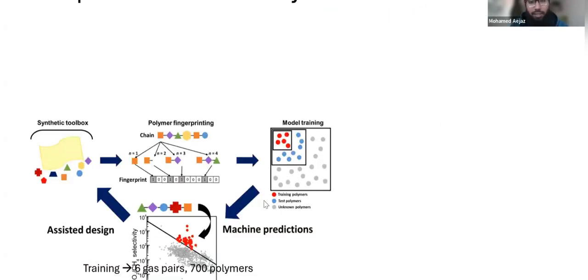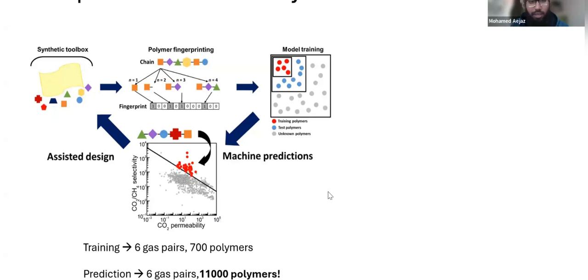So what we could do is, instead of making 300 polymers in a lab, we could now use computers. The idea is you use machine learning. So you have a synthetic toolbox, right? The synthetic toolbox here just means you have polymers that have different chemical structures, and then you fingerprint them. I'll give you a simple example. Imagine you have polystyrene. Polystyrene has a benzene ring and something in the side chain, right?